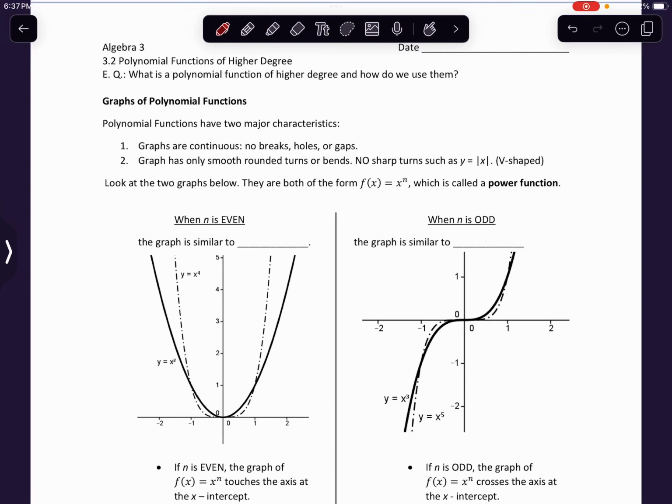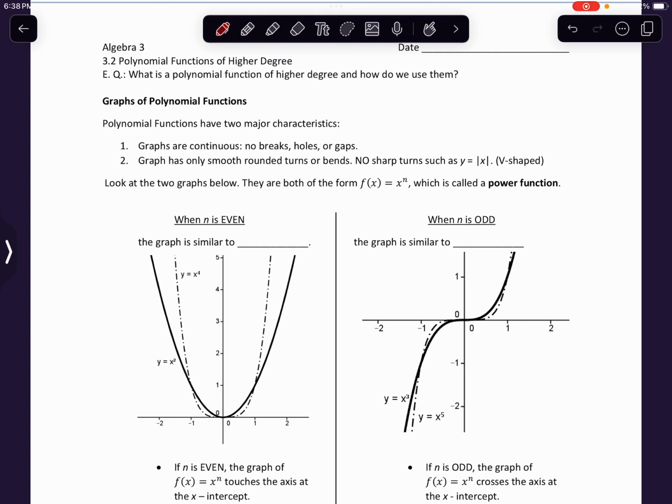All right, today's lesson is section 3.2, and we're going to be looking at polynomial functions of higher degree. Polynomial functions have two major characteristics. One, the graphs are continuous, meaning we don't have any holes in them. It's not like a piecewise function that has breaks or gaps, and that has smooth curves to it.